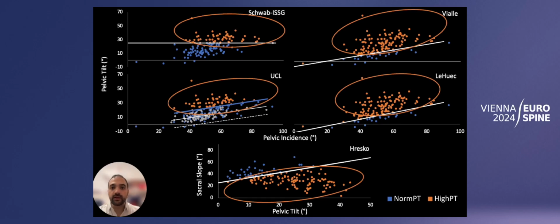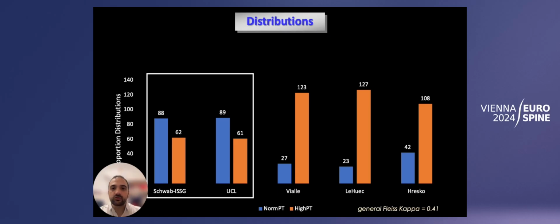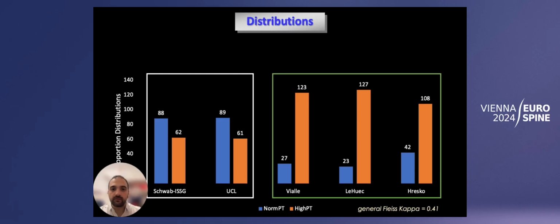The distribution of the classification of subjects as either norm PT or high PT using different methods can be seen on these graphs, with the trend lines indicating the cutoff values. The chi-square test shows a significant difference between these different distributions. And in fact, while the general Fleiss kappa showed fair agreement, we can see a trend in these distributions, with Schwab ISSG and UCL being different than the Vial, Loeck, and Resco methods.